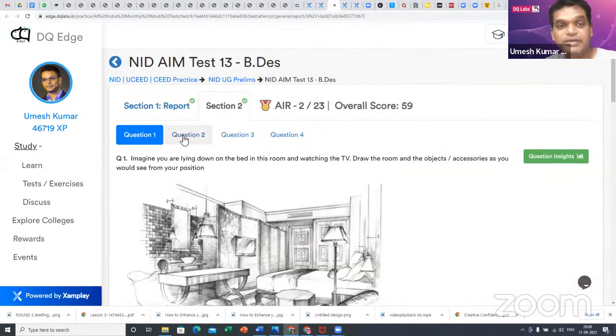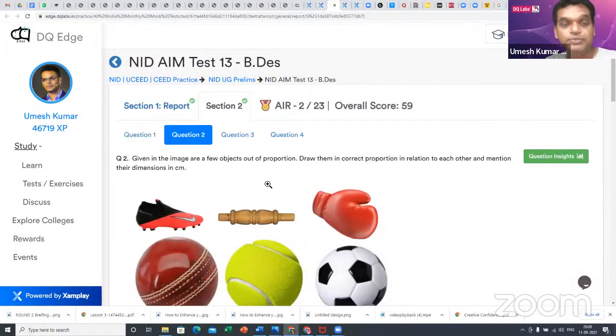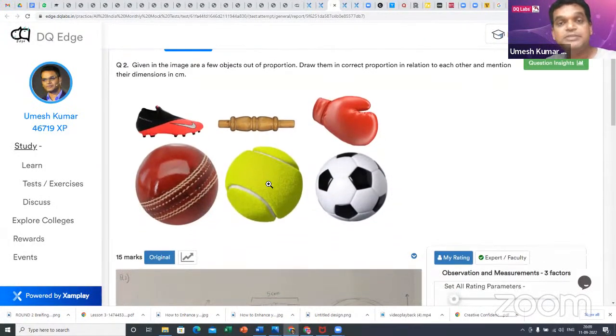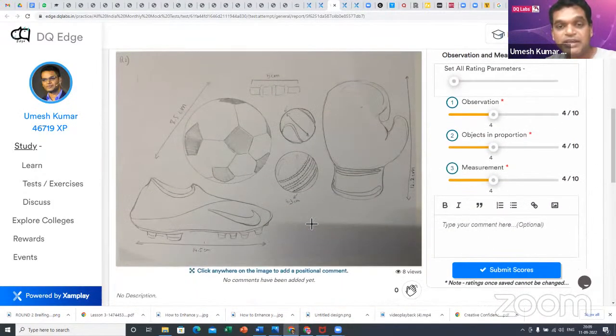All right, let's go to question number 2. Arnab, this is a question where a few of the objects are given not in proportion. The student has to draw them in correct proportion and also mention their dimensions in centimeters. Let us see how Sarah has done.